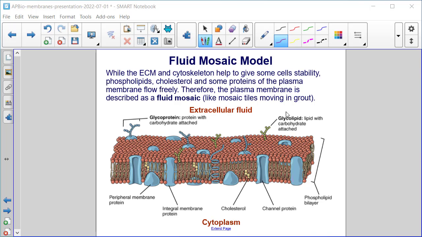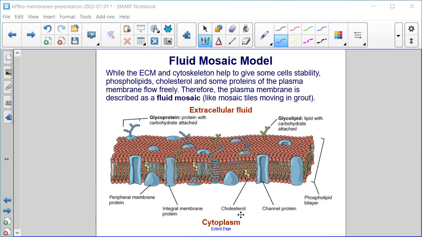So here's what we have. We have our extracellular fluid. This is the outside of the cell. The cytoplasm inside of the cell. We have some transmembrane channel proteins, some peripheral membrane proteins, an integral membrane protein, right? We've got a glycoprotein, a glycolipid on the outside, helping us do that communication.